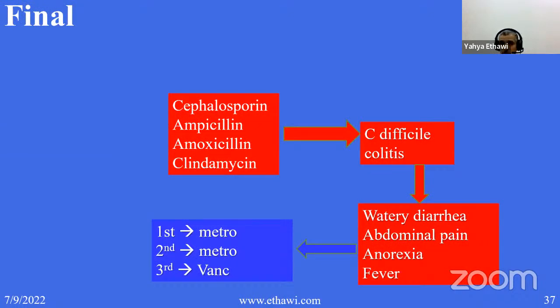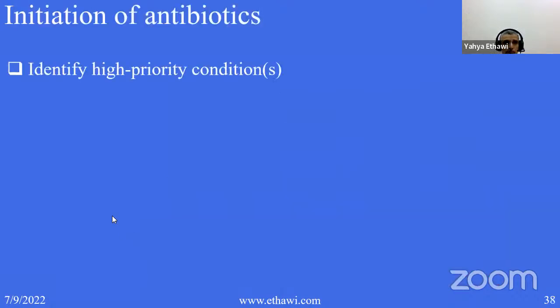Remember that cephalosporin, ampicillin, amoxicillin, clindamycin can cause diarrhea caused by Clostridium difficile. Clostridium difficile colitis presents with diarrhea, abdominal pain, anorexia, and fever, and the treatment is metronidazole and vancomycin.